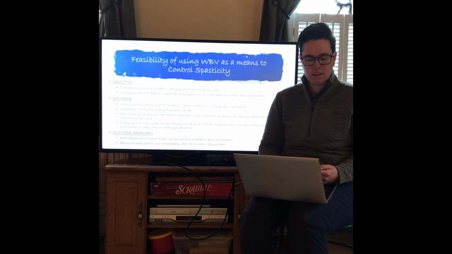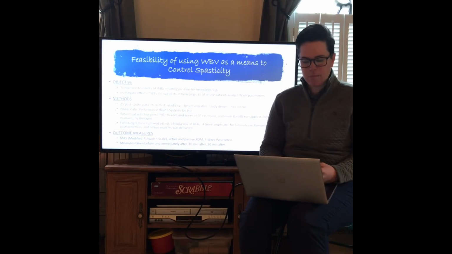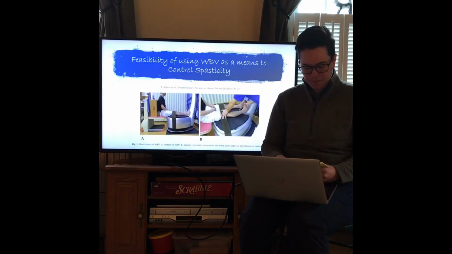And let's see, the frequency they used was 30 hertz at a 4 to 8 millimeter amplitude. And again, this was for 5 minutes. The outcome measures that they looked at were the modified Ashworth scale, active and passive range of motion measures, as well as the F-wave parameters that were measured with an electrode. The measures were taken at baseline right before the treatment, immediately after, 10 minutes after, and 20 minutes after.